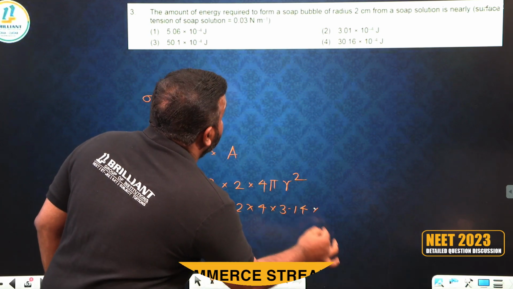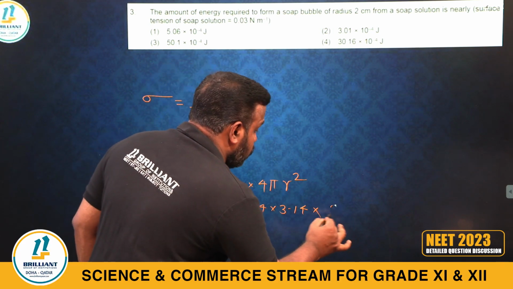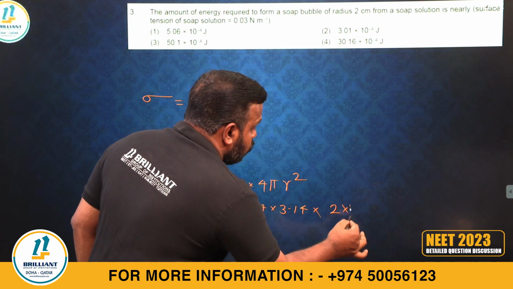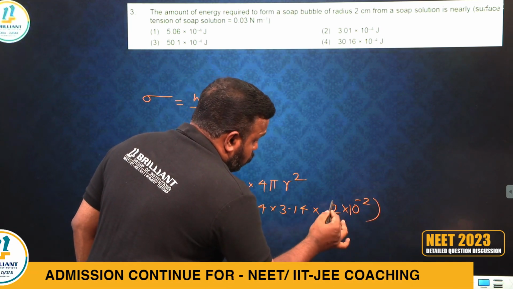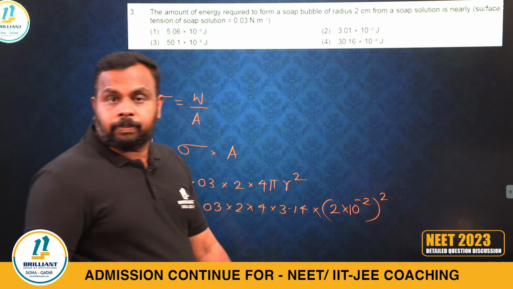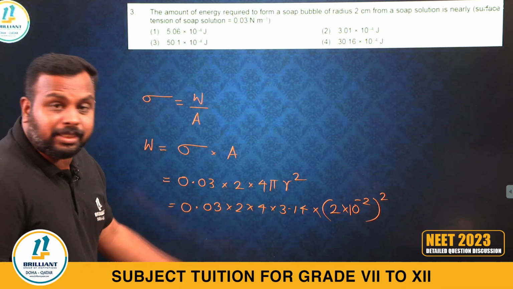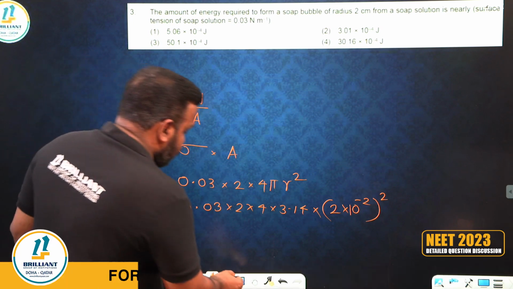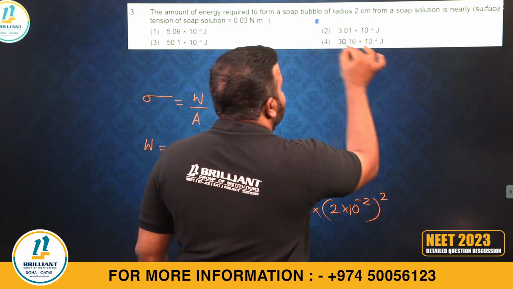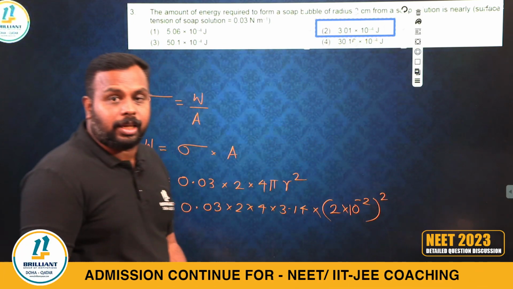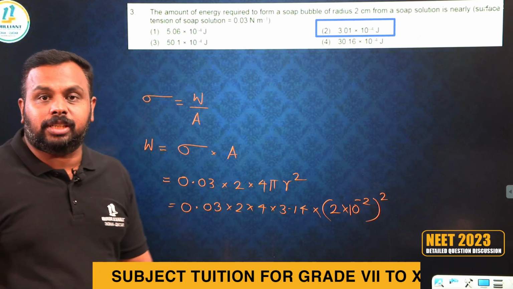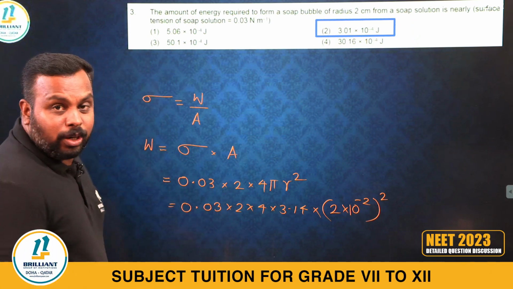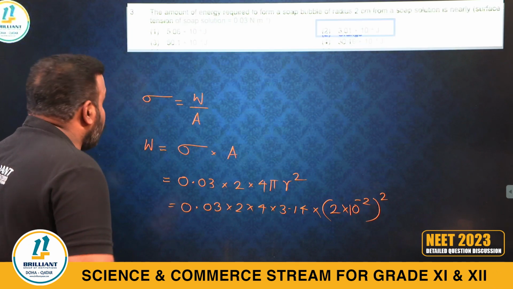Look at the radius. Radius value is 2 centimeters. So 2 into, it has to convert into meter. 2 centimeter means 2 into 10 power minus 2, the whole square. Okay, so you can calculate it. I'm not going to show the calculation here. The answer will be, you can see that it is 3.01 into 10 power minus 4 joule. That is the answer for this question. All right. So I'm going to question number 4 now.